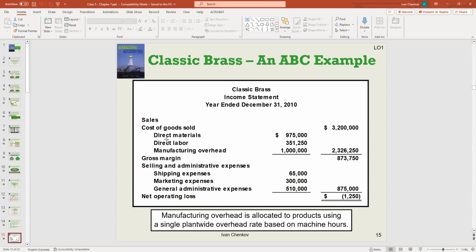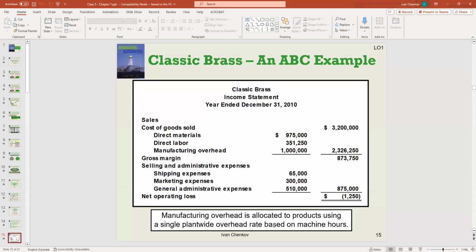Cost of goods sold is comprised of direct material, direct labor, and manufacturing overhead, which is the product cost. They're generating that much gross margin. After that, they have shipping expenses, marketing expenses, and general administrative expenses. And currently, they're losing $1,250. Now, what we're going to do is try to understand the costs and look closely at the costs. But we cannot change the bottom line because the period already happened.